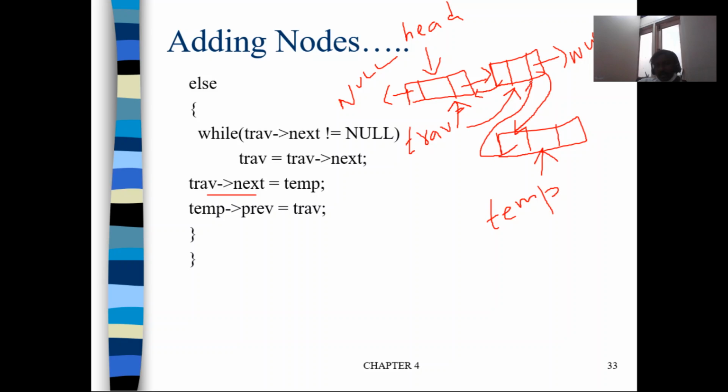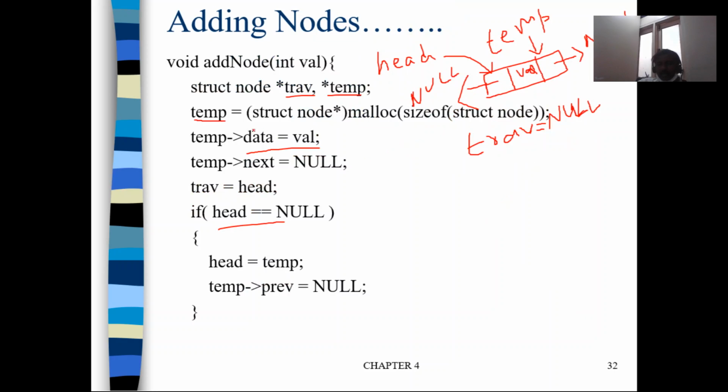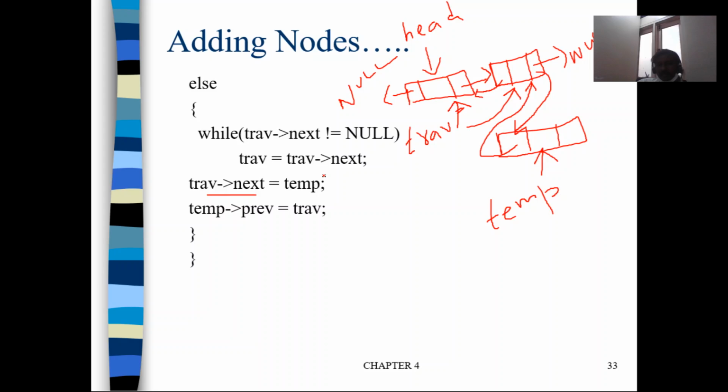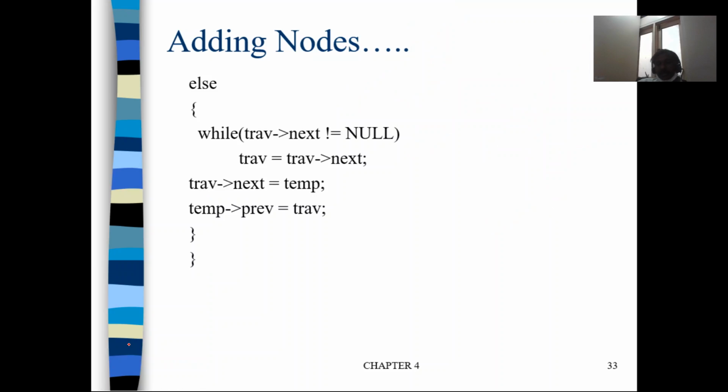Temp's next is already null. You can go back here and check. Whenever we create a new node, we are making its next null, because we are always adding new nodes at the last. So while creating itself, you can make its next as null. So this is how we add a new node to a doubly linked list.